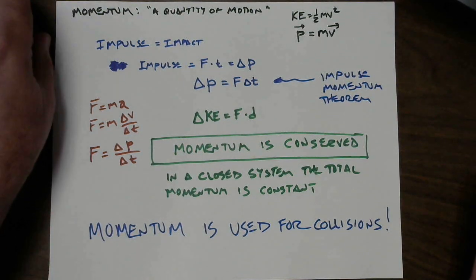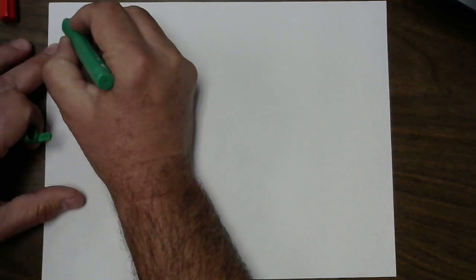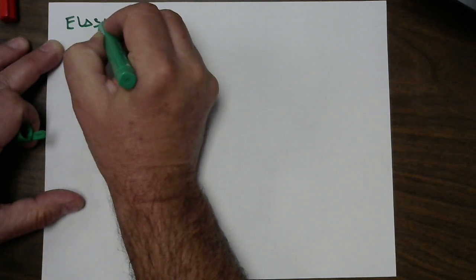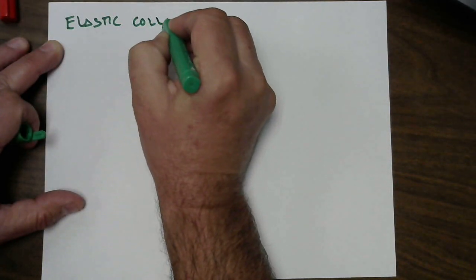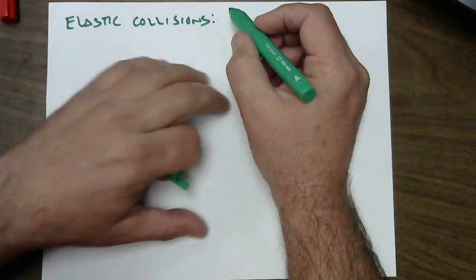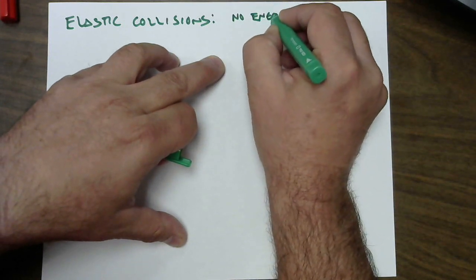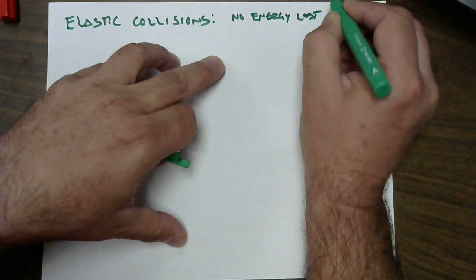When we do collisions, we actually characterize them in a couple different ways. There are two main families of collisions. There are elastic collisions. Elastic collisions take place in such a way that no energy is lost. It's really hard to do.